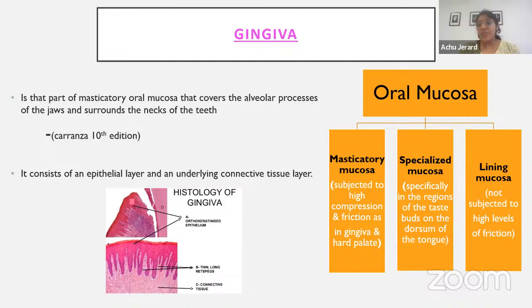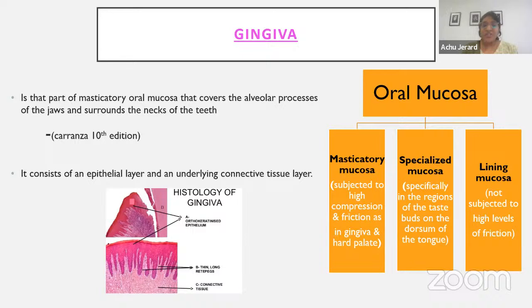And then the third type of mucosa is the lining mucosa. Whatever mucosa lines the oral cavity other than these two, that is masticatory and specialized, will come under the lining mucosa: the alveolar mucosa, the vestibular region and the buccal mucosa, everything comes in the lining mucosa. So these are the three types of oral mucosa, and our gingiva comes as a part of masticatory mucosa because it is the one that is subjected to most of the masticatory forces.